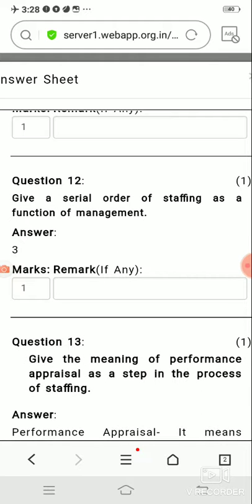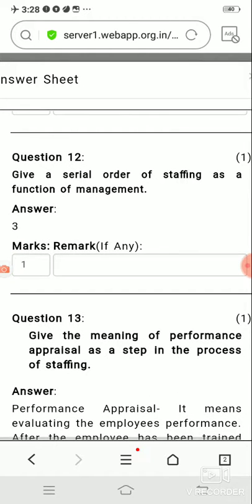Next is: give the serial order of staffing as a function of management. Children, most of you get confused here and this is a very simple question. It was asking that when we talk about the functions of management, what is the serial order of staffing? The first function of management is planning, second is organizing, and third is staffing. So staffing is the third function of management.